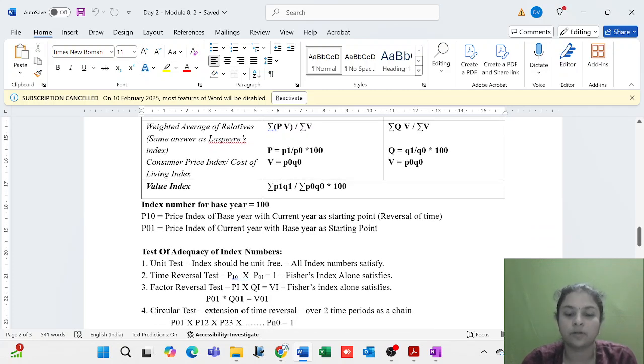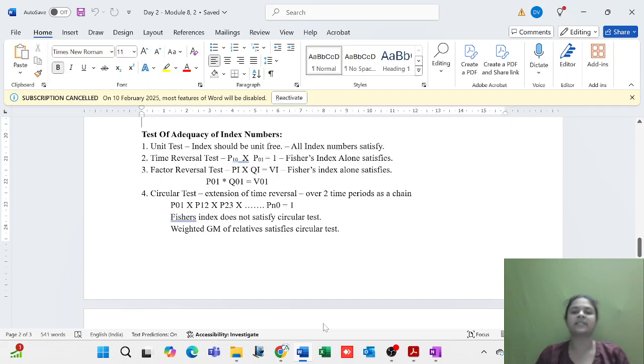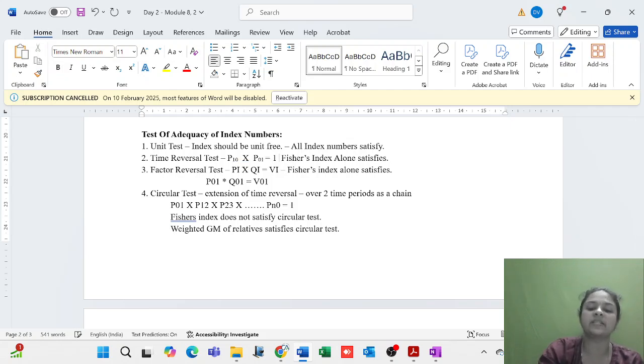Now, the tests of adequacy of index numbers. There are 4 tests of adequacy of index numbers. Again, for the theory portion, you have to remember this. Unit test: index numbers should be unit free. Time reversal test, which means the index number should be reversible in time. Price index 01 into 10, which means price index of current year to base year to current year, if you reciprocate, the answer should be 1. And only Fisher's index will satisfy the time reversal test.